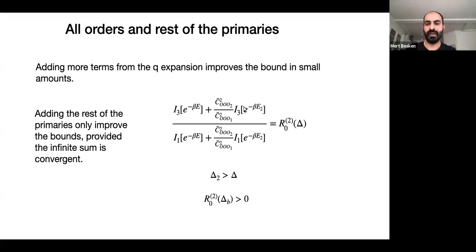Because these guys are again positive, I think this is a systematic way to prove that as you keep adding all the rest of the primaries, you just get better and better and better bounds because everything is positive.